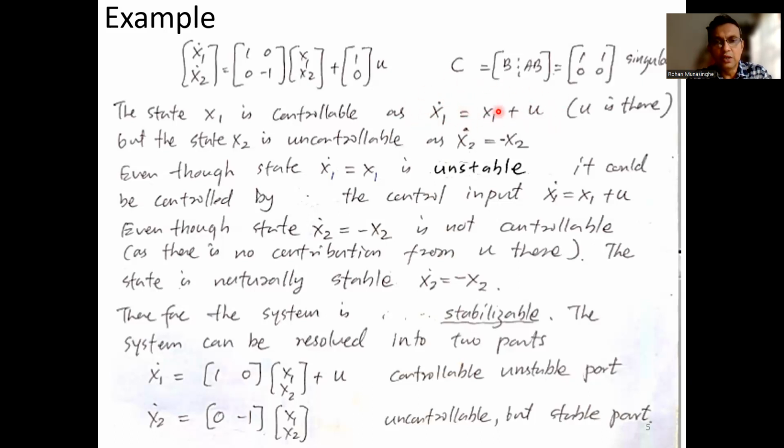So therefore, even though the relationship between x1 dot and x1 is unstable, because u is there, it's controllable. That is the story of the first state variable. What about the second state variable, where the relationship is this? Rate of change is equal to minus x2. There, it is exactly what we expect to see, right? The value of the state variable, and the sign is negative, opposite, and that is the rate of change.